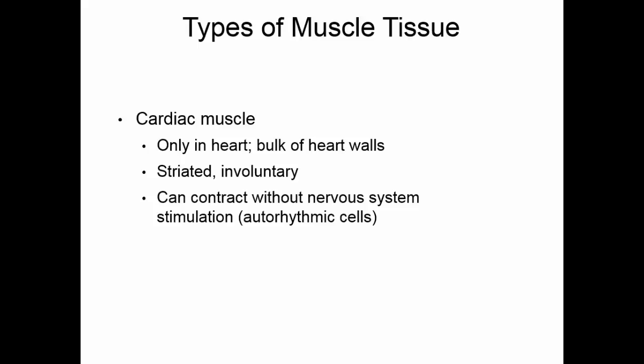There are cells in cardiac muscle that can act as pacemaker cells. We say they are autorhythmic. They can contract without nervous system stimulation. However, these cells can be stimulated by the nervous system. The cells here are branched and they're held together by intercalated discs. We'll talk more about cardiac muscle when we do the heart.